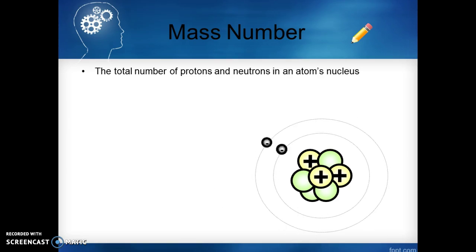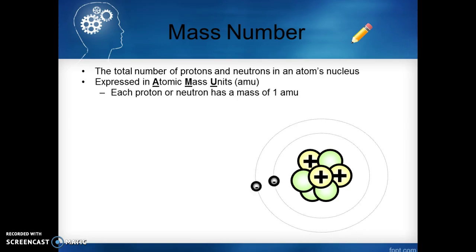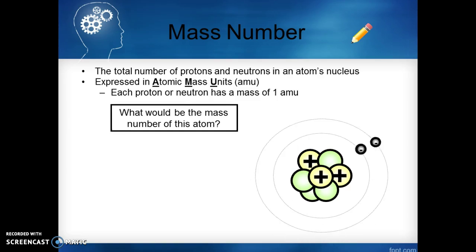So the mass number, this is the total number of protons and neutrons in an atom's nucleus. We express it in AMUs, atomic mass units. Each proton or neutron has a mass of 1 AMU. What would be the mass number of this atom?